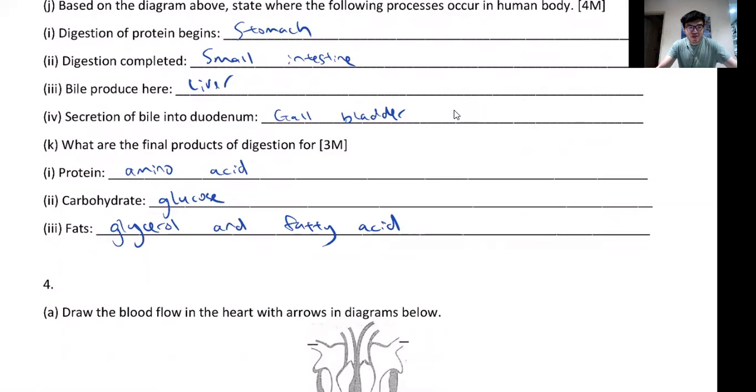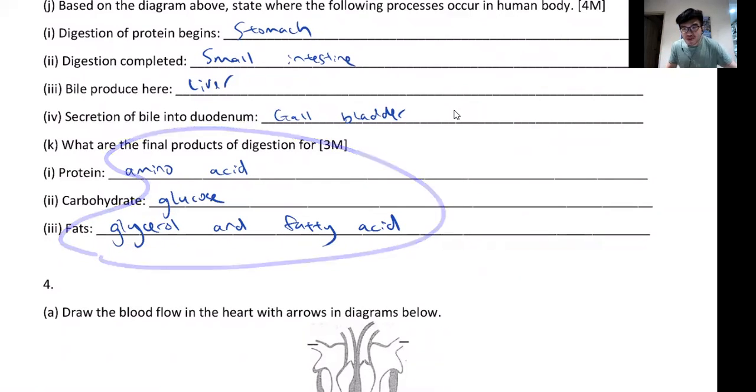So when you eat fried chicken, it has oil inside, right? The oil is fats. You cannot absorb the oil. Only when it is broken down into glycerol and fatty acid can you absorb these. So your body can only absorb these.